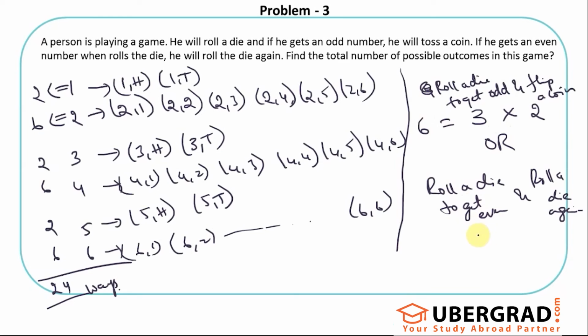Or I roll a die and I get an even number. So there are 3 possibilities, and I roll a die again. There are 6 possibilities, that is 3 into 6. 6 or 18. So 6 plus 18 is 24. Right, which is what the answer is, right?